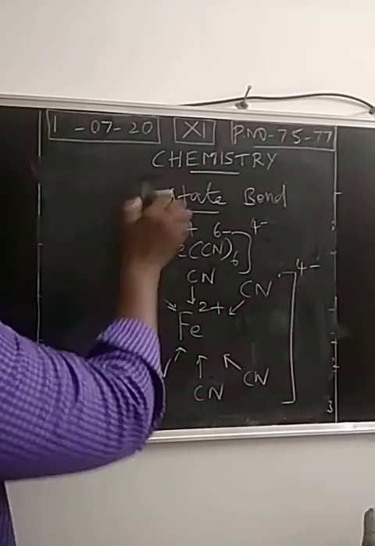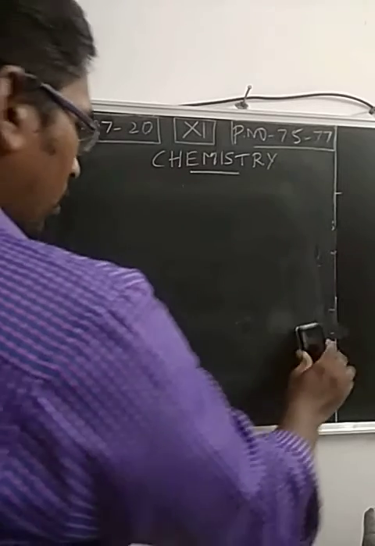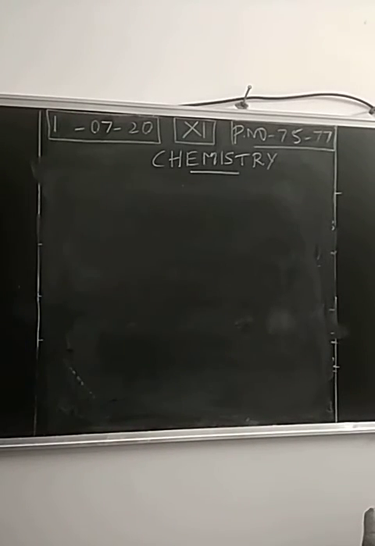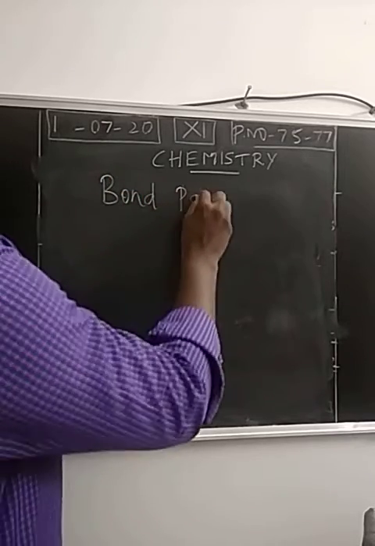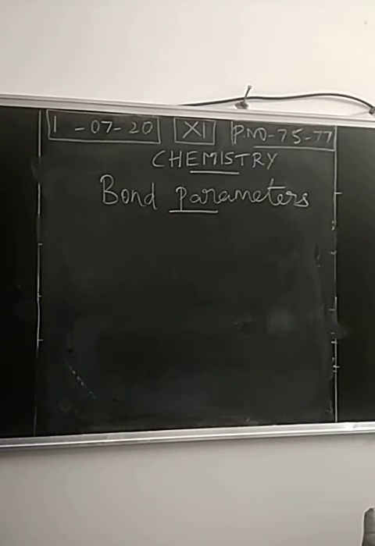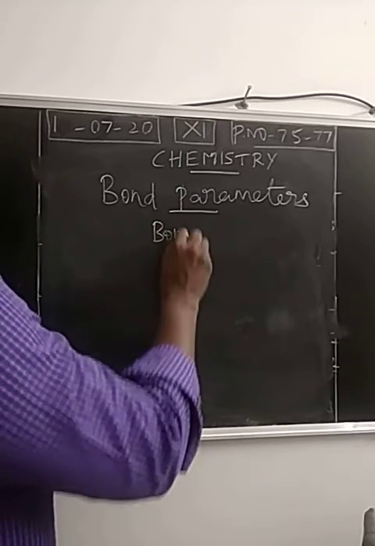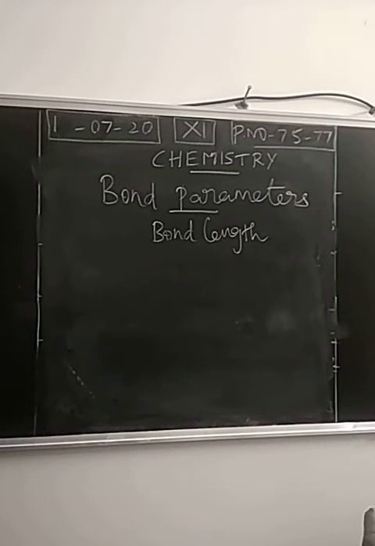So with this we have completed 3 types of chemical bonds: covalent bond, ionic bond as well as coordinate covalent bond. Next we move into bond parameters. So bond parameters are applicable for a covalent bond. Certain parameters are there, like bond length, bond order, bond angle, bond enthalpy. So these parameters are related to covalent bond.